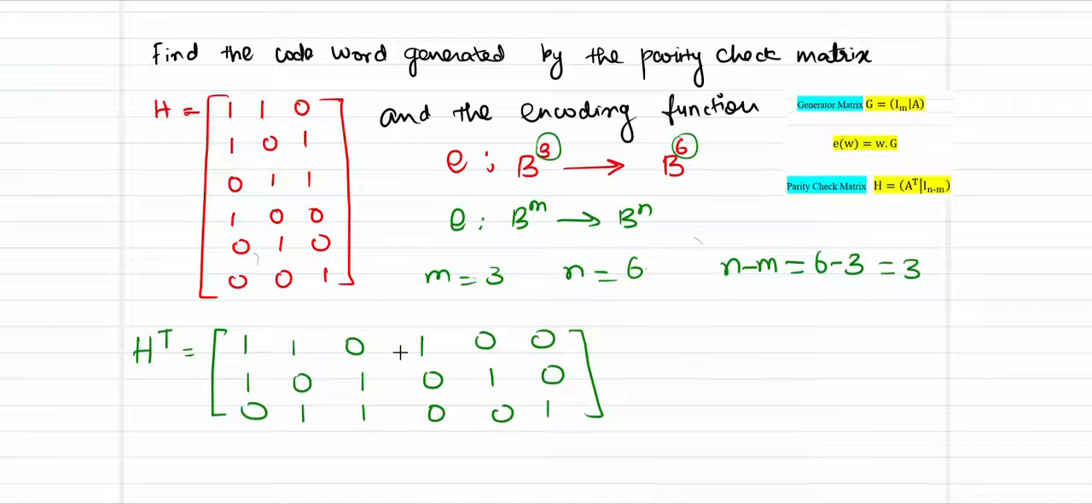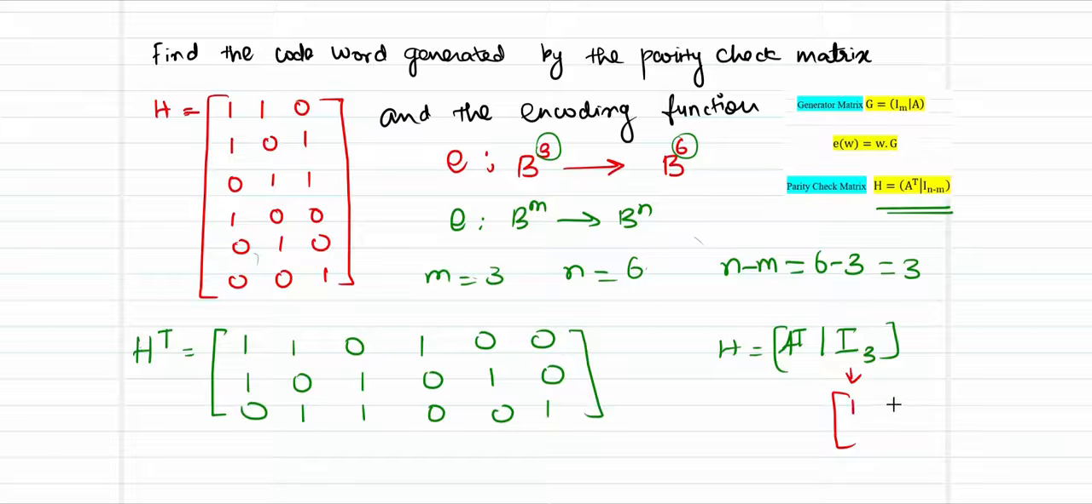So now I have this H to be of the format A transpose augmented with I n minus m, which is I3. What is my I3? I3 is nothing but the identity matrix of order 3, which gives 1 0 0, 0 1 0, 0 0 1. And where is it present? It is present to the right side of your H. We will identify it: the I3 over here, 1 0 0, 0 1 0, 0 0 1, is present over here.